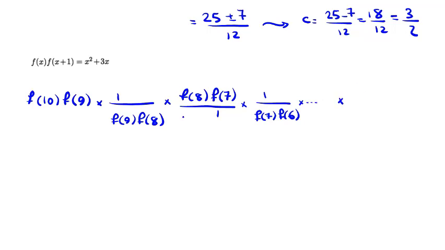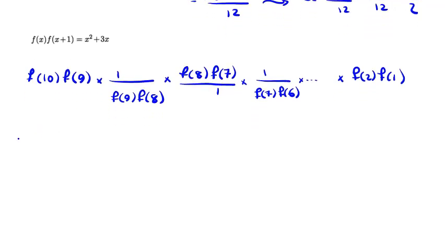And the last term, f of 2, f of 1, here like even, odd, odd, even. So f of 2, f of 1 we have here. And it equals what? Let's see. F of 10, f of 9, it is 9, and it is x times x plus 3. So here x is 9. So it will be 9 times 12 times 1 over what?